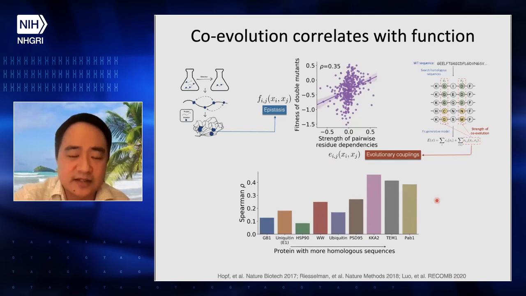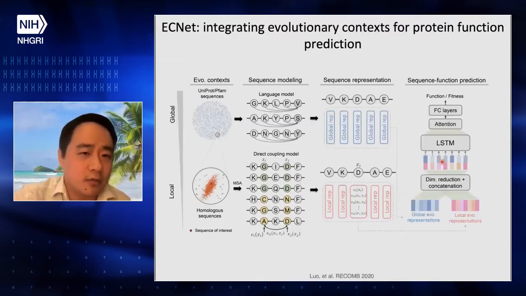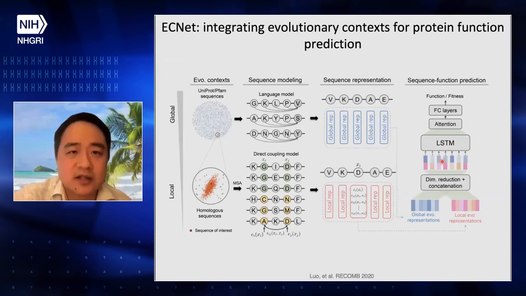Okay, so this gives us some insight that we can actually use coevolution patterns to form features. So this is our model. We call this ECNet, by integrating evolutionary context, global context, and local context for protein function prediction.